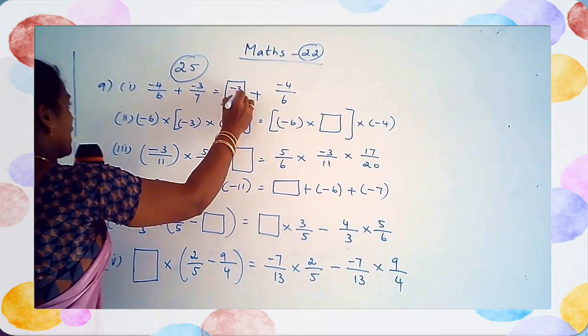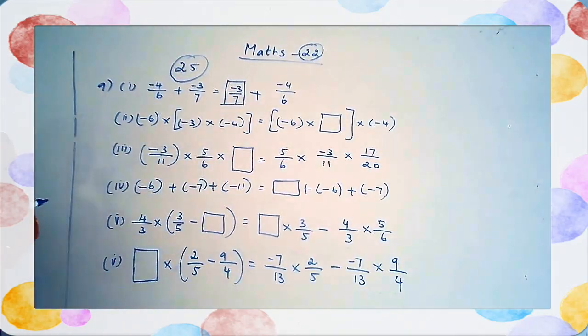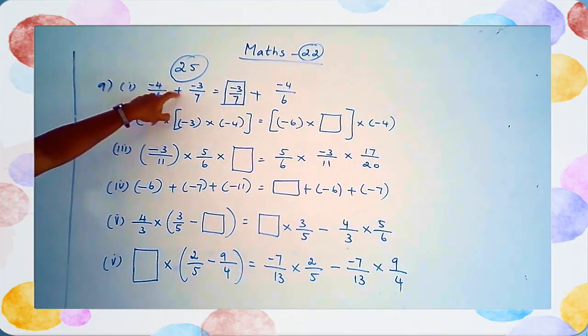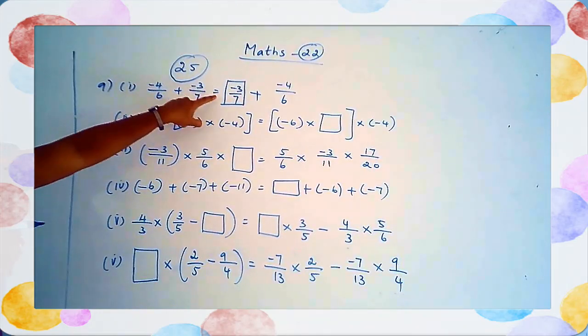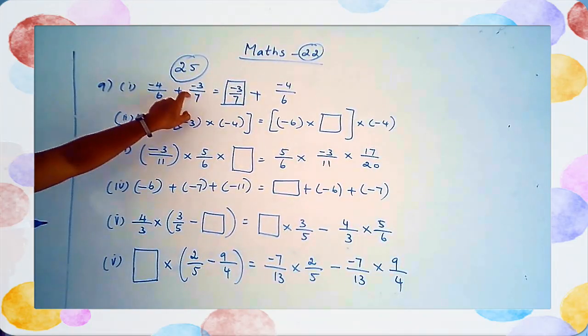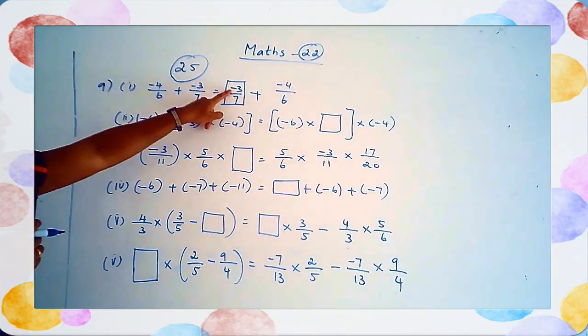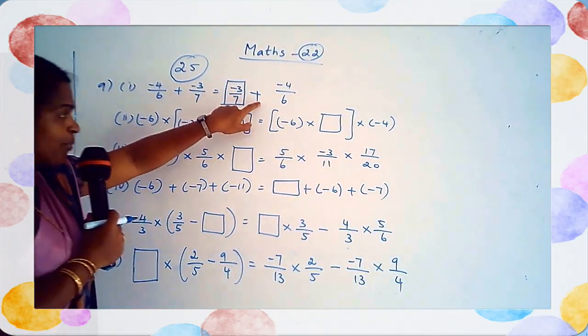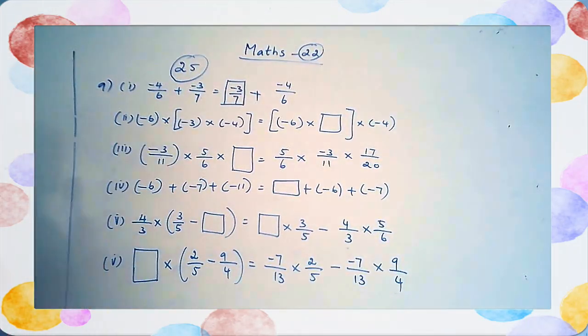Minus 3 upon 7. Correct? Minus 4 upon 6 plus minus 3 upon 7 equal to, now change the order, okay? So that's why minus 3 upon 7 plus minus 4 upon 6. Okay, children? Correct? Yes. Now you see the second one.